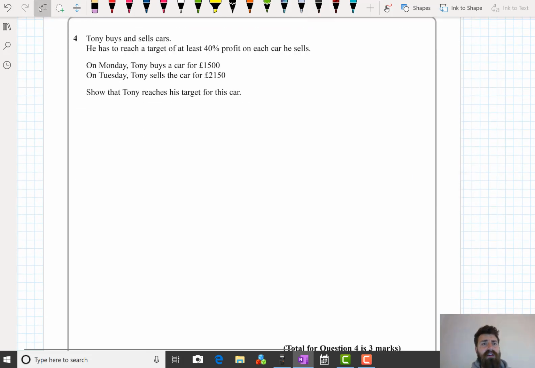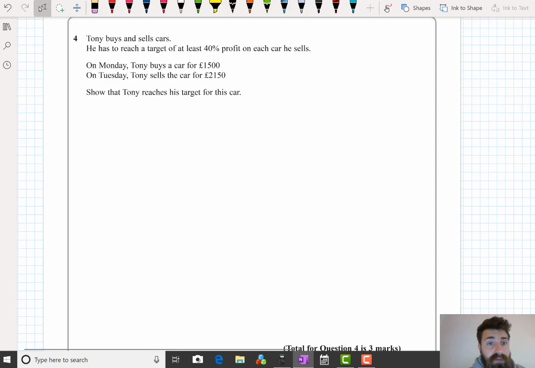Tony buys and sells cars. He has to reach a target of at least 40% profit. So whatever he bought it for, he needs to make at least 40% profit. Or potentially he's a bad salesman, because he bought the car, then he needs to sell it on for cheaper. So yes, he is a salesman. But he buys and sells cars, so he owns the business. That's irrelevant. Okay, so he needs to make 40% profit.